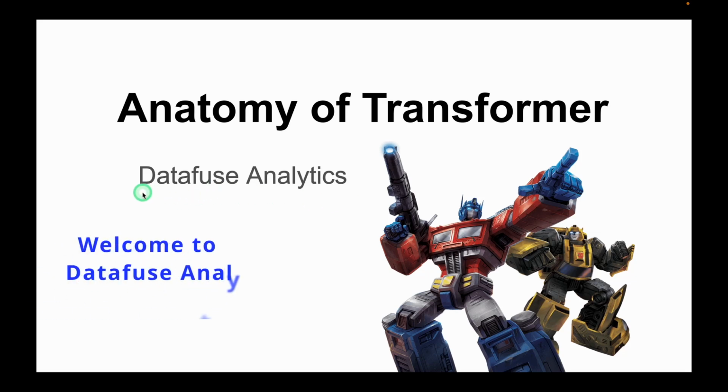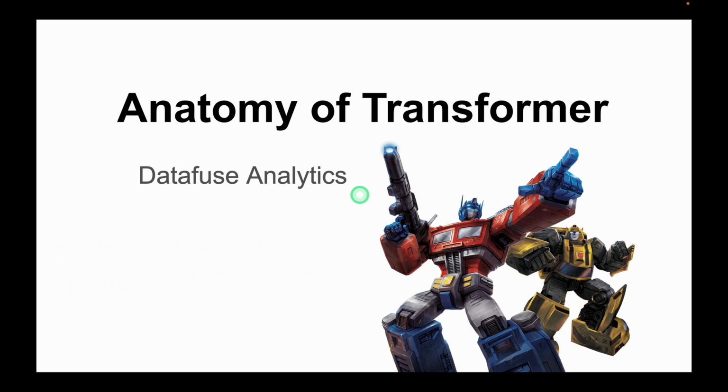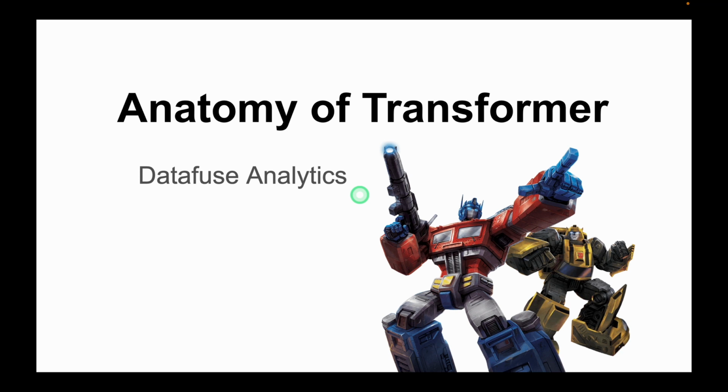In this chapter, we will look at transformers and how they work under the hood with all their components. The aim is to study all the building blocks of transformers in depth. We will also look at the architectural differences between encoder and decoder. I will try to explain the concepts in an intuitive manner by simplifying the logic behind them.